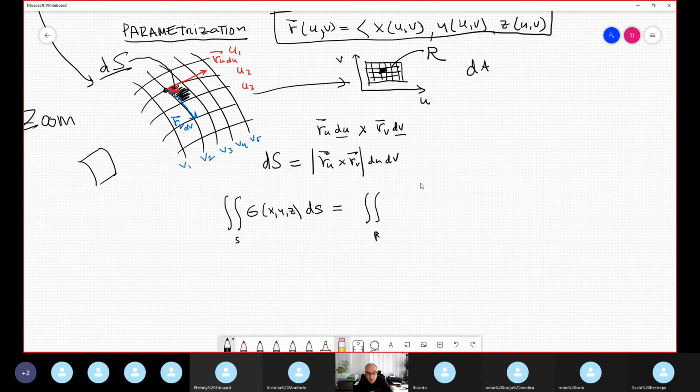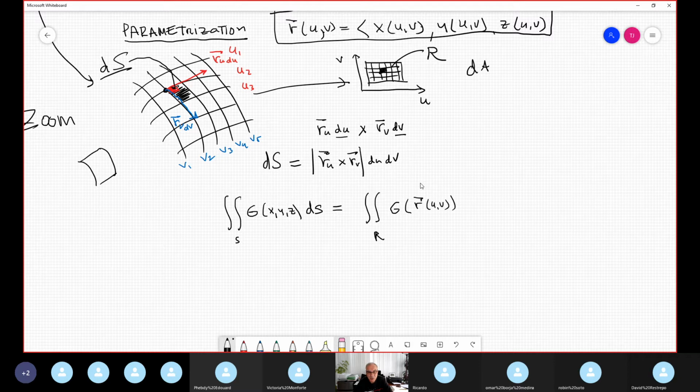In the region R. So I translate the complicated problem in the x, y, z space, the surface, into another, easier problem in the UV plane, which is two-dimensional. And this is a double integral. A double integral of what? Of the function g evaluated at r, the vector-valued function, that is r(u, v). This is one notation.